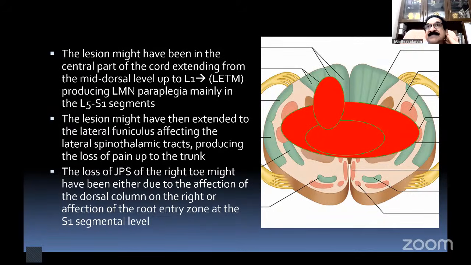Why the JPS loss is difficult to explain, unless the lesion has encroached posteriorly to the posterior column, or at the S1 level it has encroached onto the root entry zone. That is only to explain everything together. What do you think? This is my postulate.